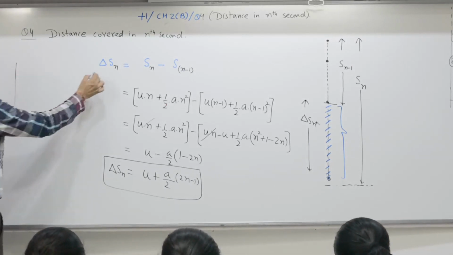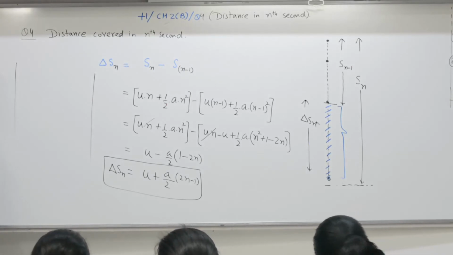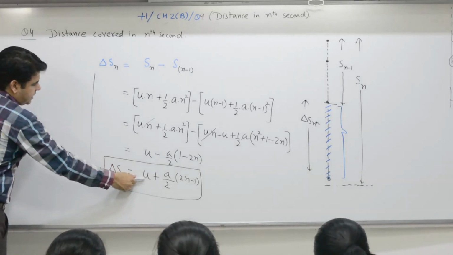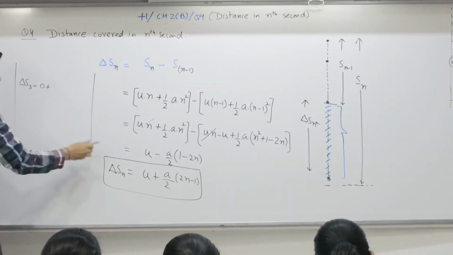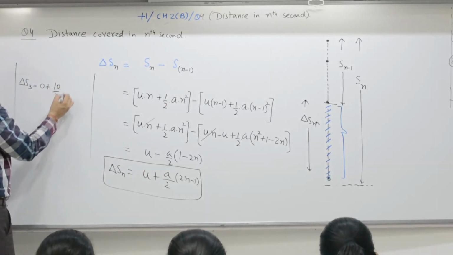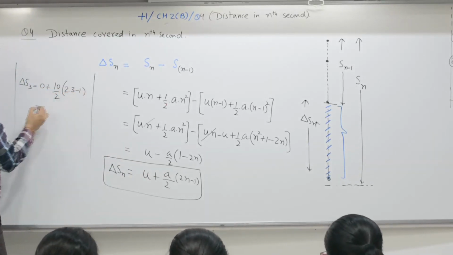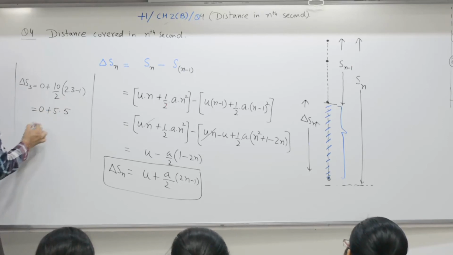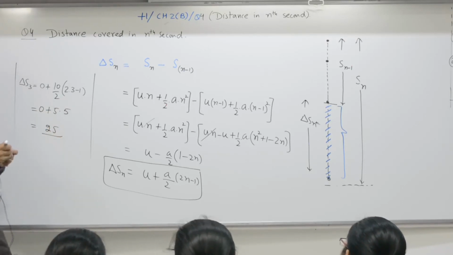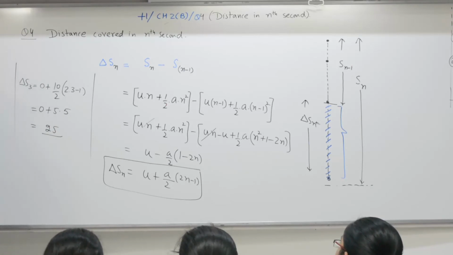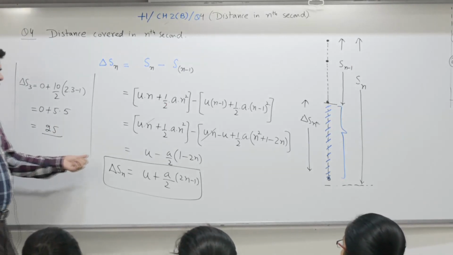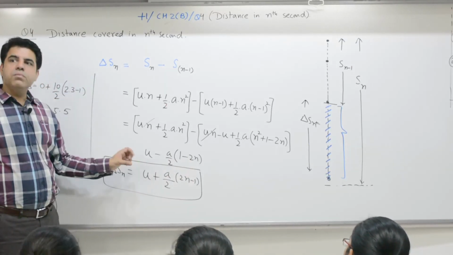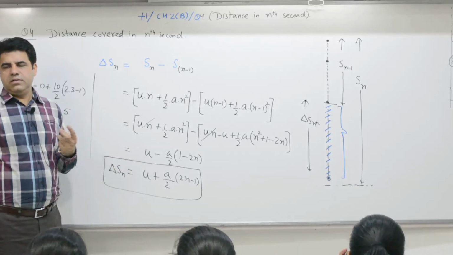Can we apply it to the concept example? It was the distance covered in the third second, so n is 3. What was the initial speed? In the concept example, 0. What was the value of a? 10. So 10 by 2, into 2 into 3 minus 1, is equal to 0 plus 5 into 6 minus 1. Same answer. So in competition you will have the option to apply this formula: the distance covered in nth second is u plus a by 2 times (2n minus 1). You can immediately get the answer.